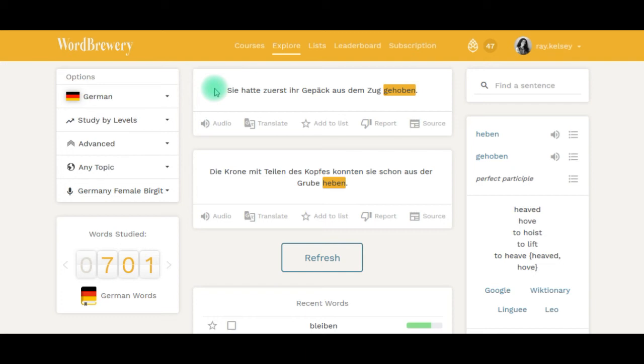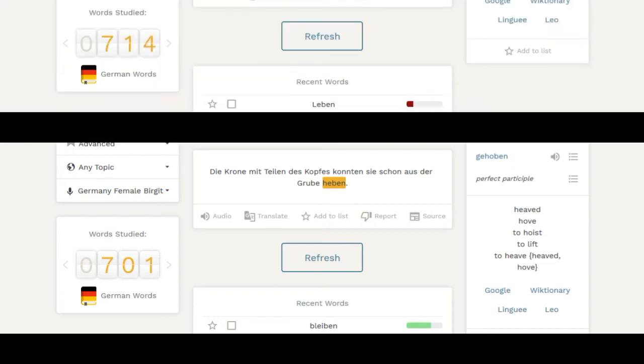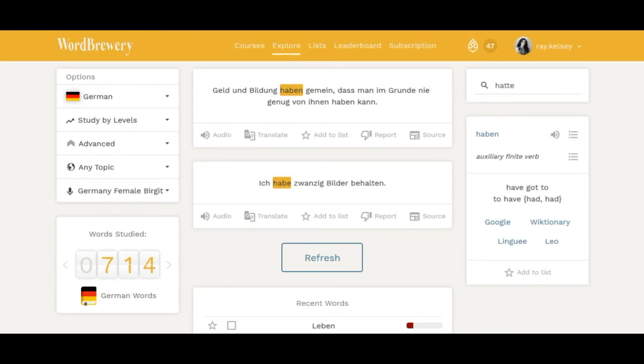Now I'm going to show you what happens when you have two verbs in a subordinate clause, okay? Now that we've covered the two verb bracket thing quite a bit, here we have a sentence: Geld und Bildung haben gemein, dass man im Grunde nicht genug von ihnen haben kann. So Geld und Bildung, money and education, haben gemein, have in common. So that's a verb and an adverb. Okay.